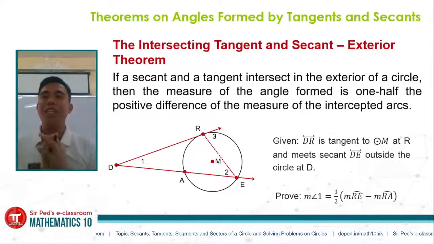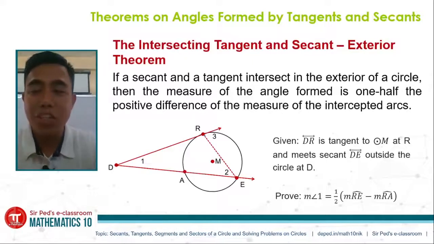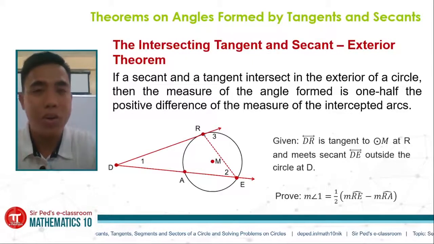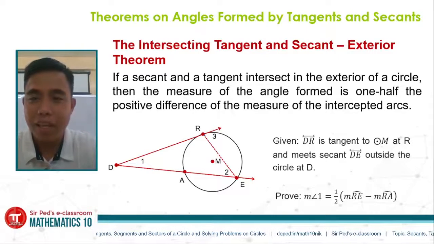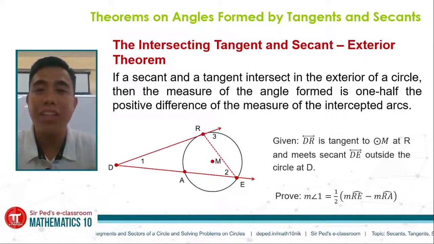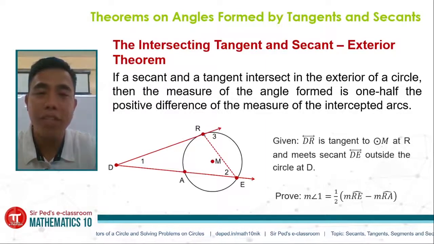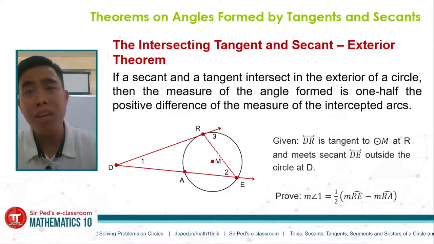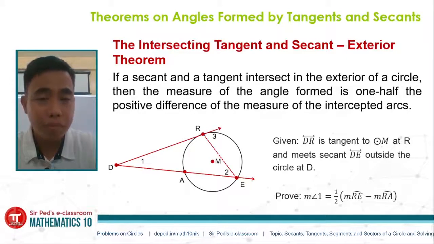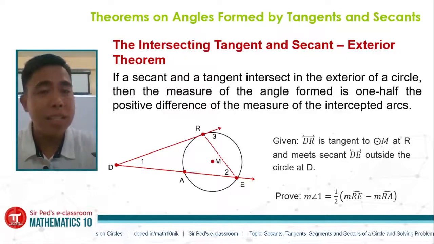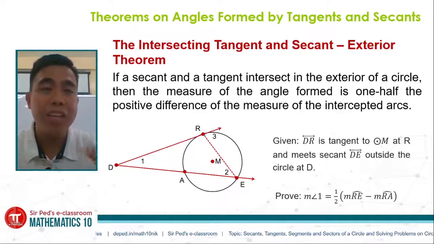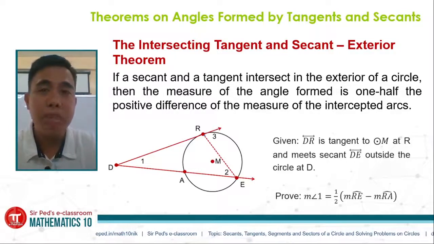Now, let's proceed to the intersecting tangent and secant exterior theorem. Third theorem natin. If a secant and a tangent intersect in the exterior of a circle, then the measure of the angle formed is 1/2 the positive difference of the measure of the intercepted arcs. Sir, parang pareho lang sa previous natin. Yes. Pero for this theorem, isang tangent at isang secant nag-intersect outside. But the same din yung formula niya. It is 1/2 the positive difference of the intercepted arcs.